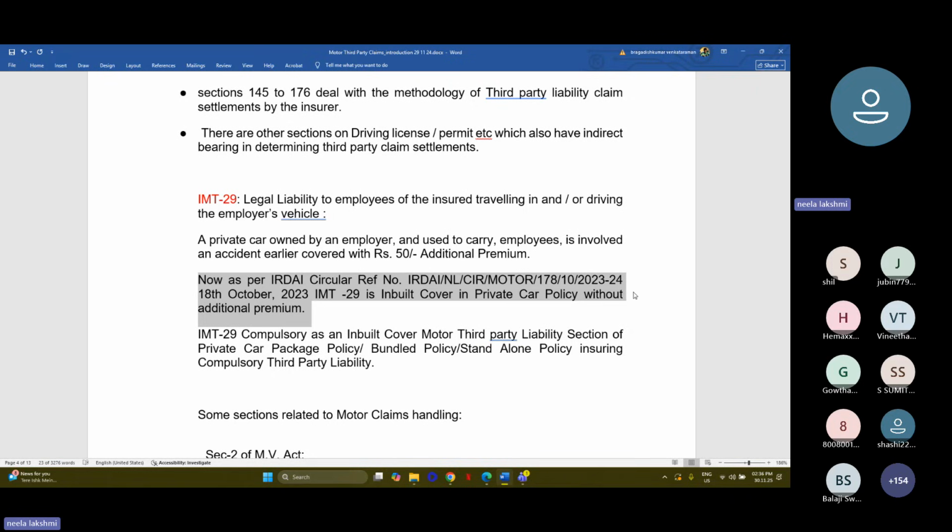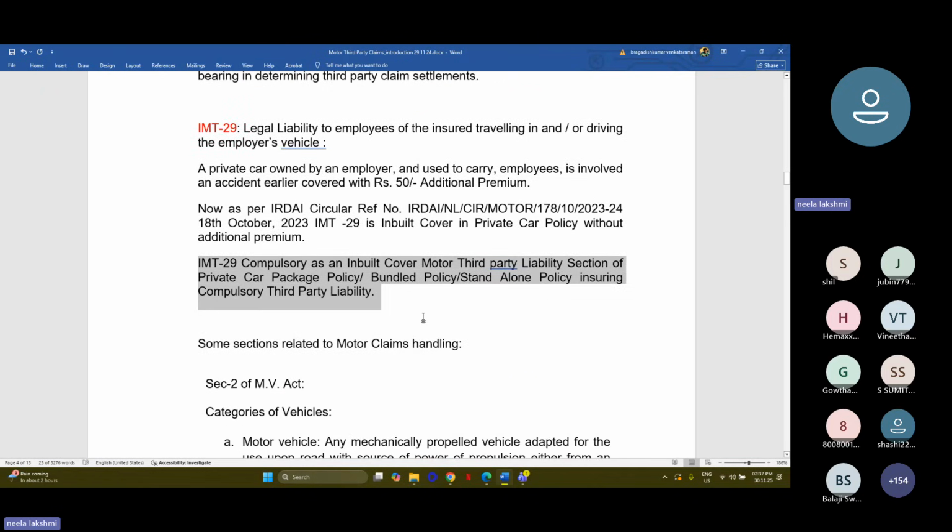Okay, this is very important. It has become an inbuilt cover in a private car policy without any additional premium. IMT 29 is compulsory as an inbuilt cover in the motor third party liability section of a private car package policy, bundled policy, standalone policy, ensuring compulsory third party liability. Now it is a compulsory section without any additional premium and it is an inbuilt cover.